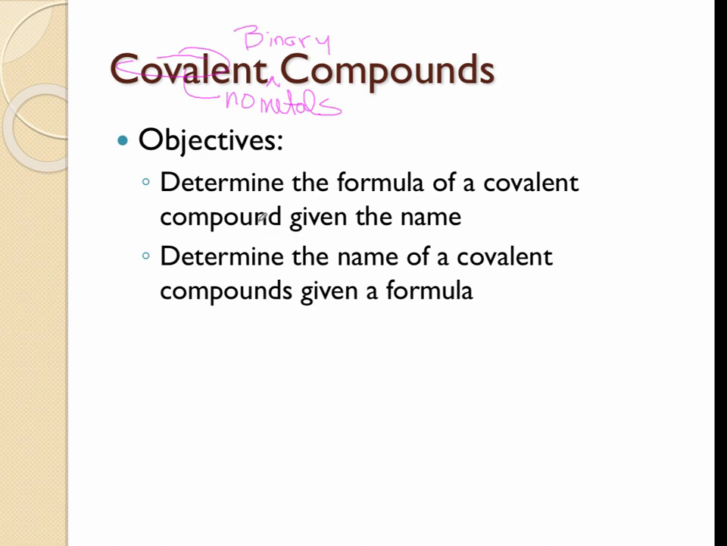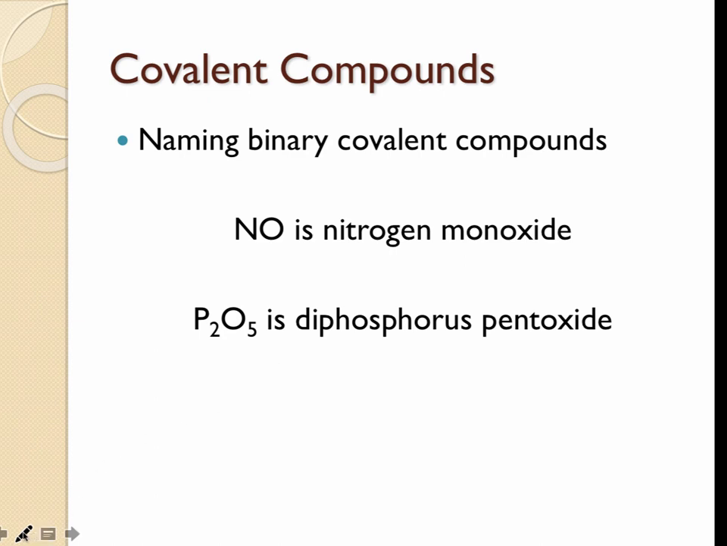At the end of the screencast, we should be able to determine the formula given the name of a covalent binary compound or the name of a compound given a formula. And the rules are different than they are for ionic. So just look at a couple of examples. Here we have NO, one nitrogen atom bonded with one oxygen atom, and we call this nitrogen monoxide. Little different, we have P2O5, two phosphorus atoms bonded with 5 oxygen atoms, and this is called diphosphorus pentoxide.